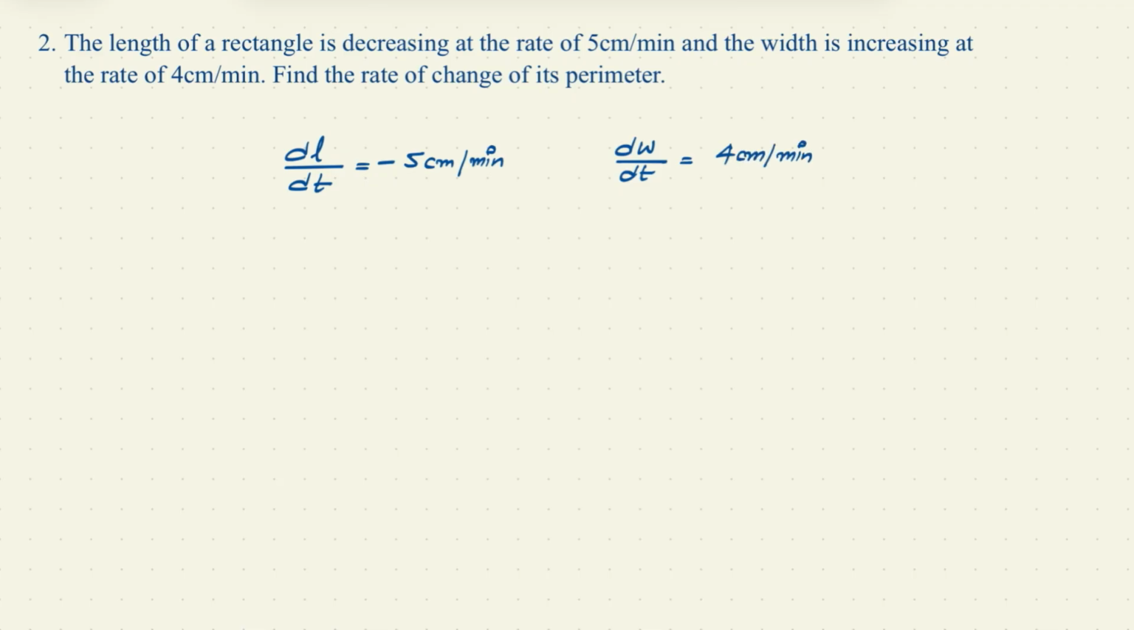So in 1 minute the length is decreasing by 5 centimeter, and in that same 1 minute the width is increasing by 4 centimeter, and we have to find the rate of change of its perimeter. That means we have to find the change in perimeter with respect to time. For this we have to know the formula for the perimeter of a rectangle, and we know that the perimeter of a rectangle is equal to 2 times length plus breadth, or we can write width.